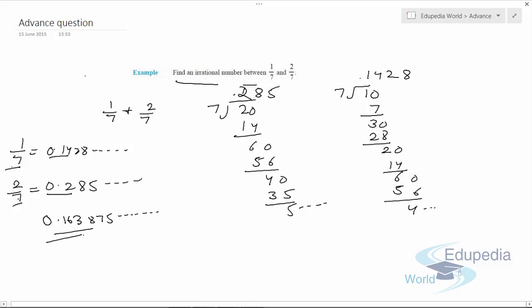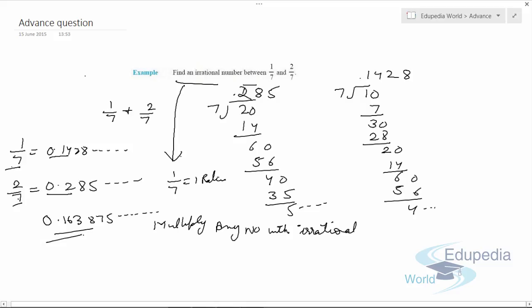Now there is another trick on how to find an irrational number: if 1 by 7 is a rational number, when we multiply any number with an irrational number, then the number will be irrational only.